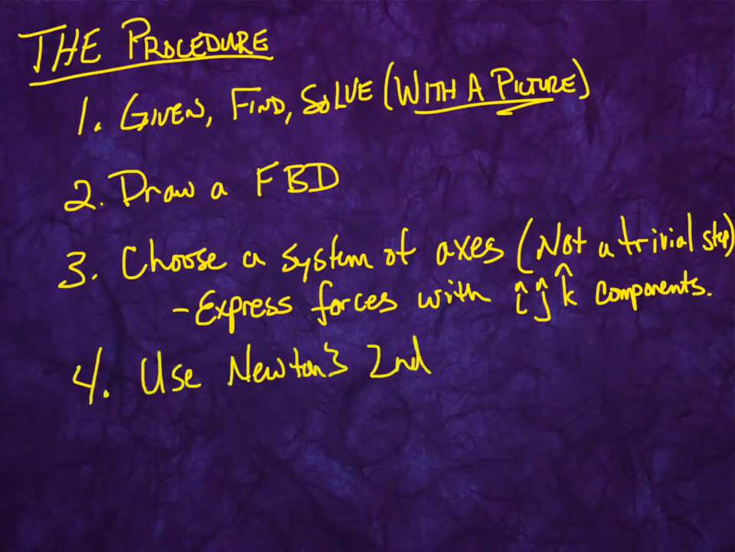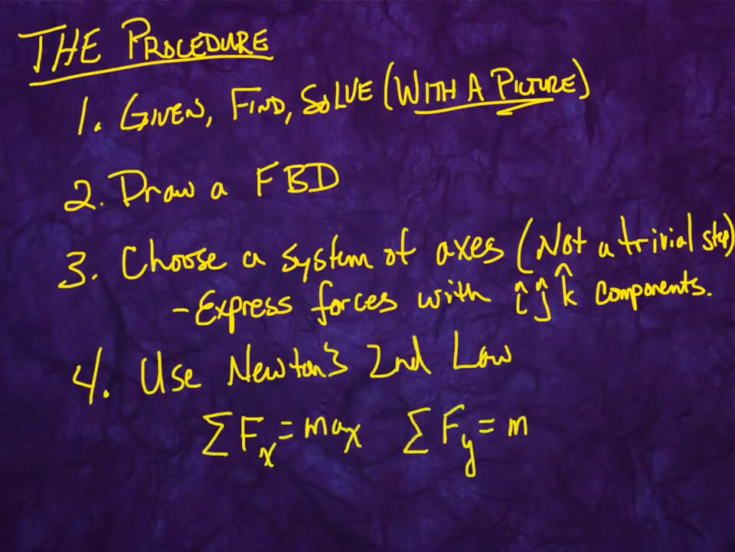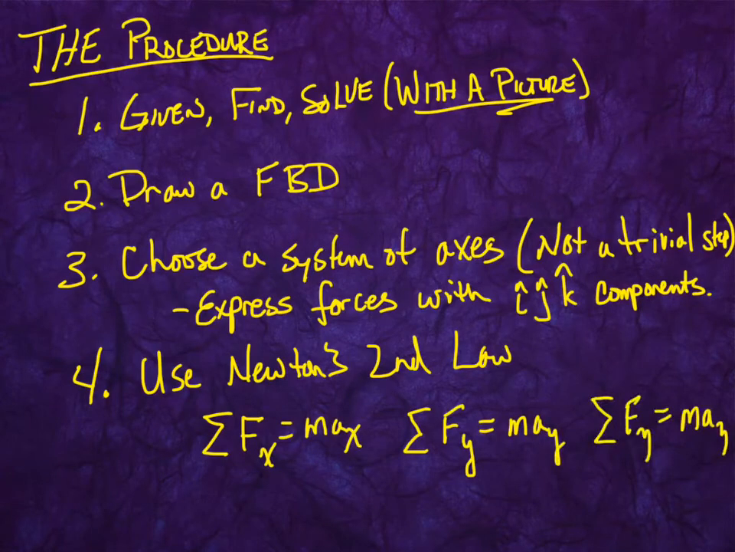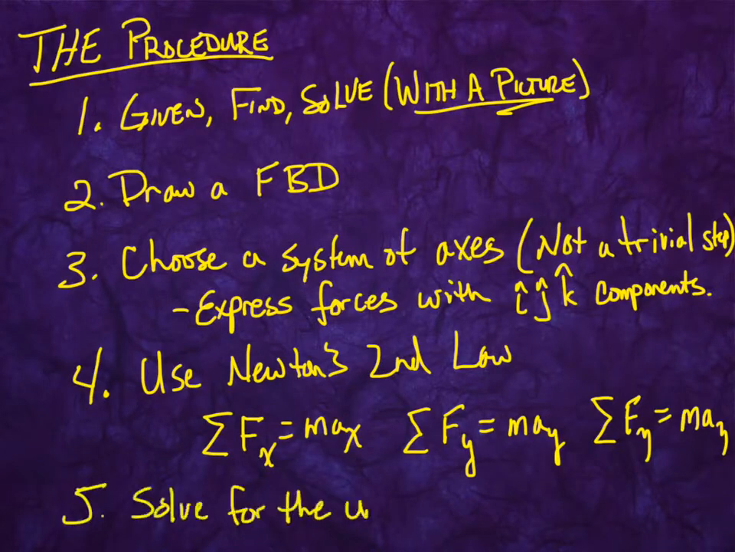Number 4, we use Newton's second law for each of the 3 directions. The sum of the forces in the x equals mass times the x acceleration. Sum of the forces in the y equals the mass times the y acceleration. And the same thing for z. We don't do a whole lot of the third dimension in here, but it's there, and you could. And then 5, we solve for the unknowns. There's usually only 1. Sometimes there's 2.